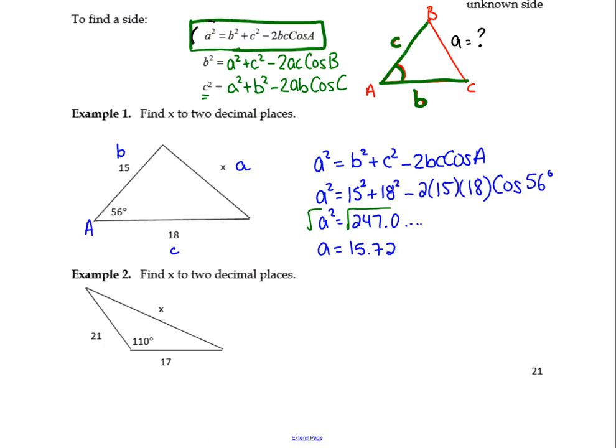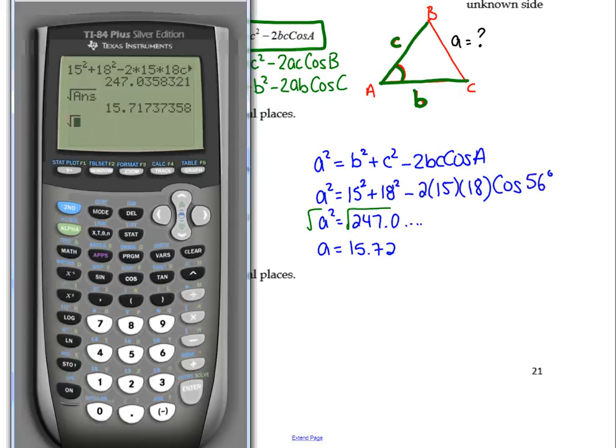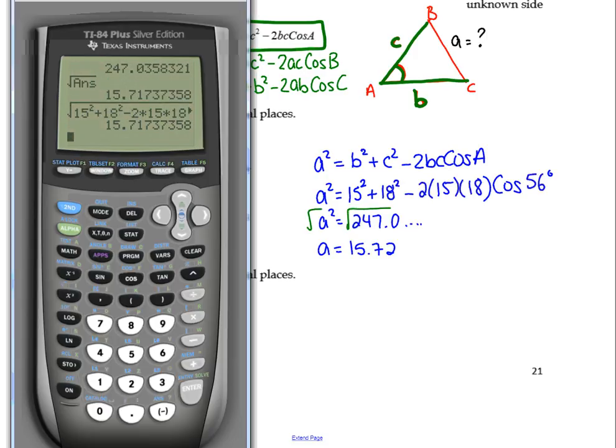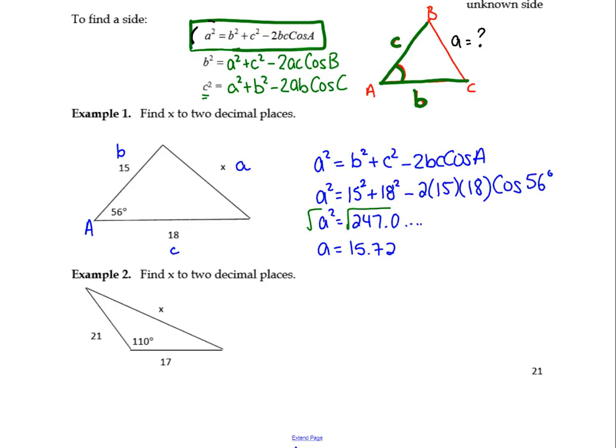15.72. There's no units. So if you wanted to, you could actually go square root 15 squared plus 18 squared minus 2 times 15 times 18 cos of 56. You can type it in all at once. That's kind of nice, if you wanted to.